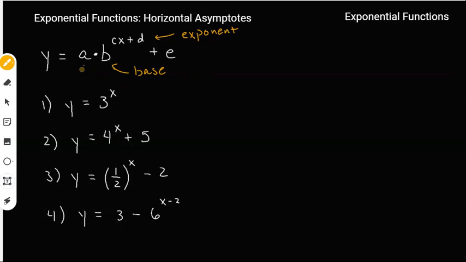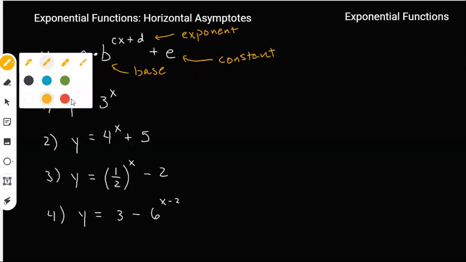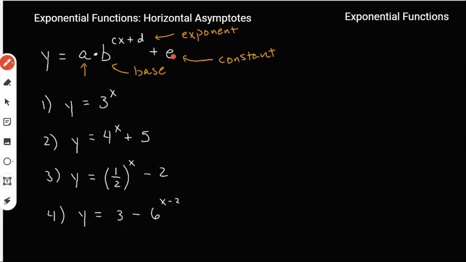You might have a number out in front that's being multiplied by the base, and you might have a constant over here off to the side. That could definitely show up. And today we're going to be focusing specifically on the horizontal asymptotes. So we're going to be looking mainly at this constant right here. We want to know what this constant is for every single function down here, so that way we can use that to find the horizontal asymptote. For this function, the horizontal asymptote would be y equals e, whatever number e is.